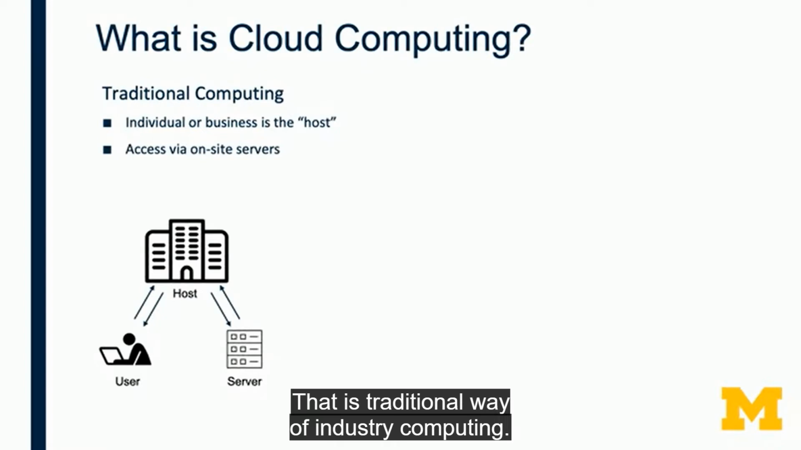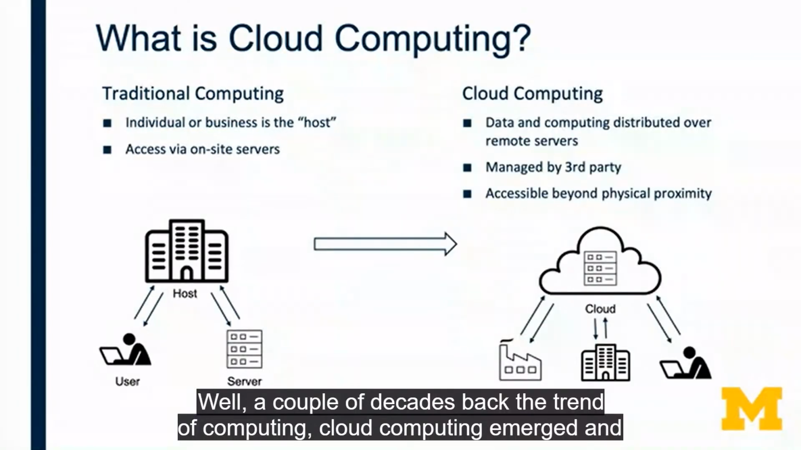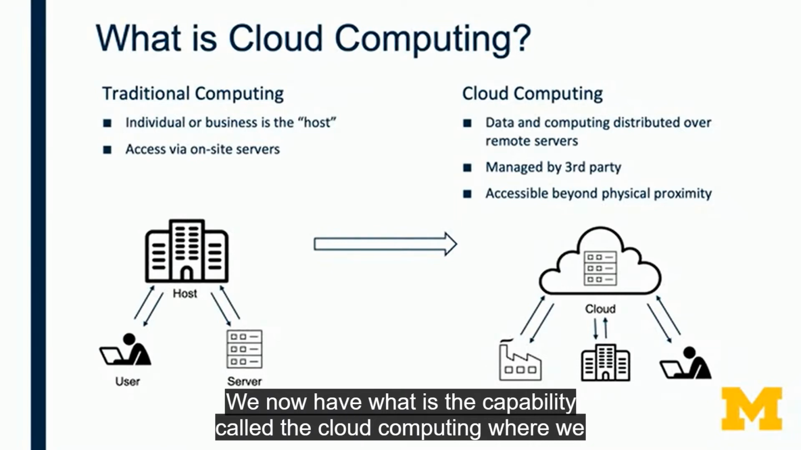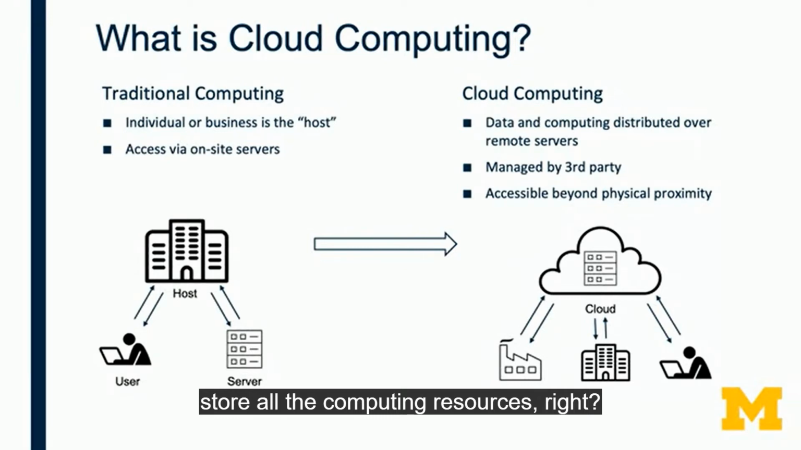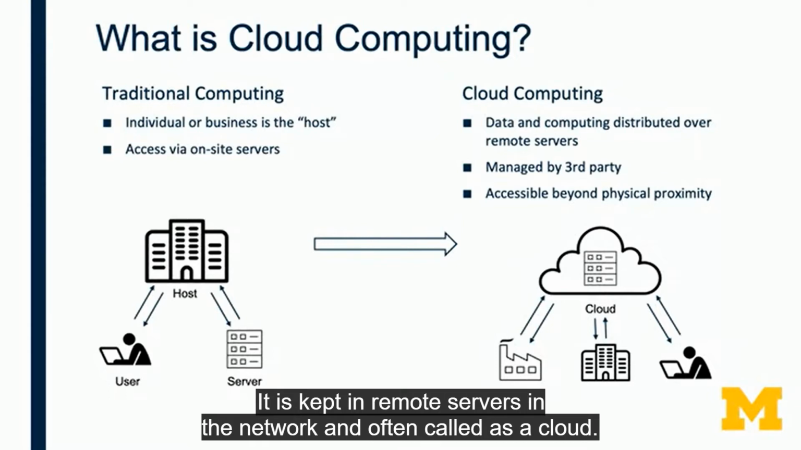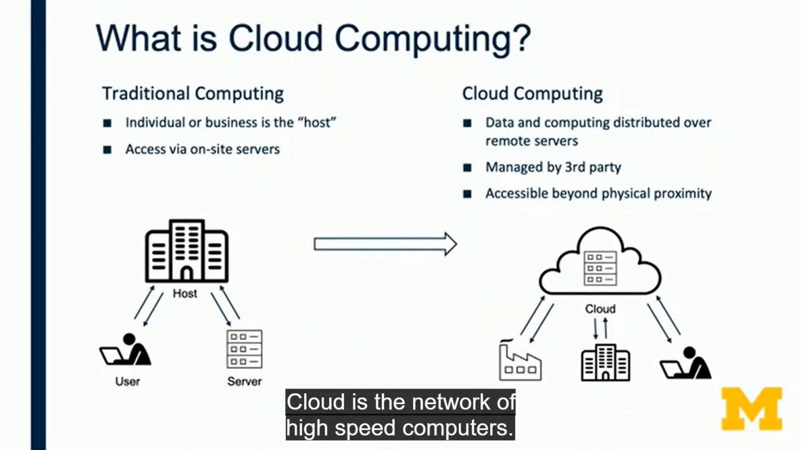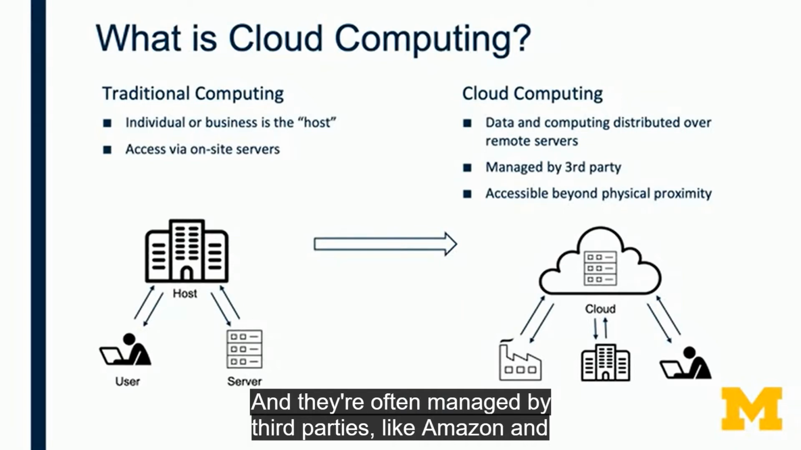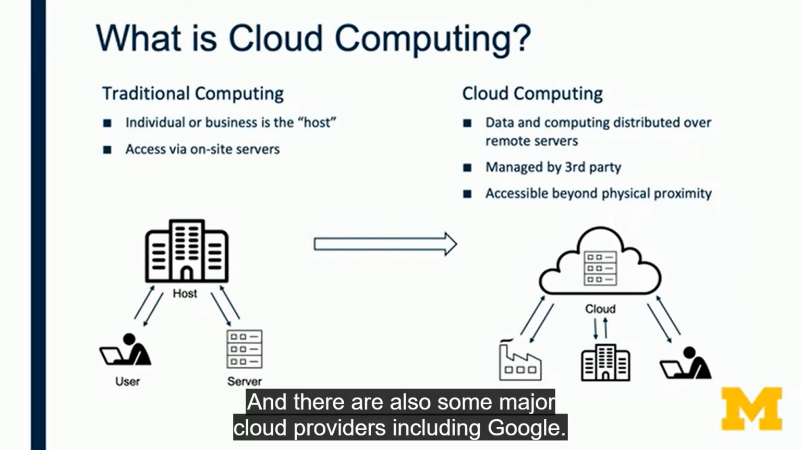Well, a couple of decades back, the trend of cloud computing emerged, as high-speed interconnectivity and networks evolved. We now have the capability called cloud computing, where we store all the computing resources, right? The data and the logic, the computing power, is distributed. They're kept in remote servers in the network, often called a cloud. Cloud is a network of high-speed computers. You host your data and logic in these computers, and they're often managed by third parties, Amazon or Microsoft and IBM. They're all major cloud providers, in fact, including Google.